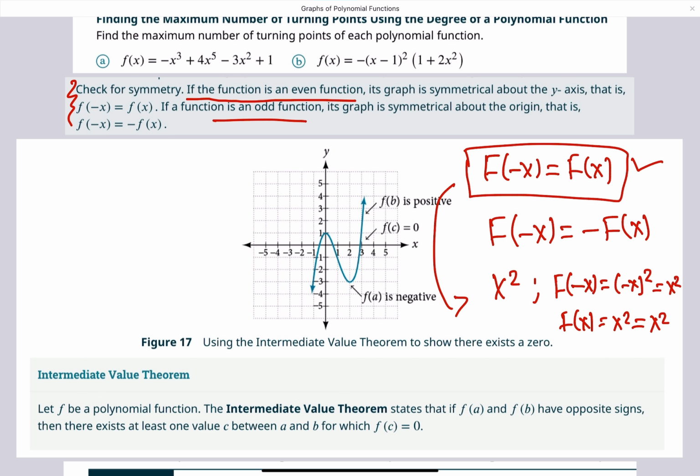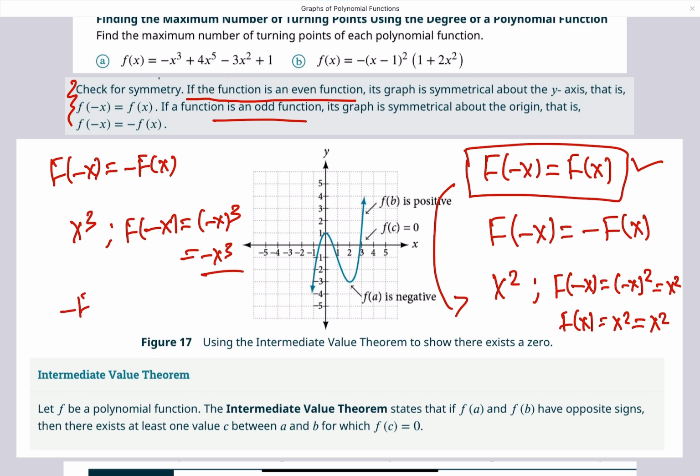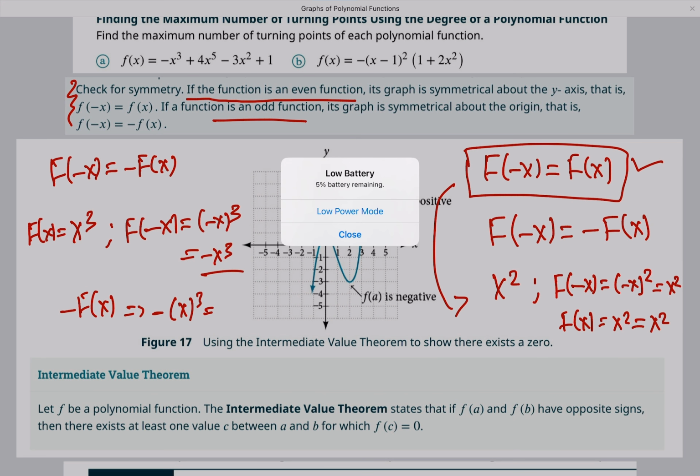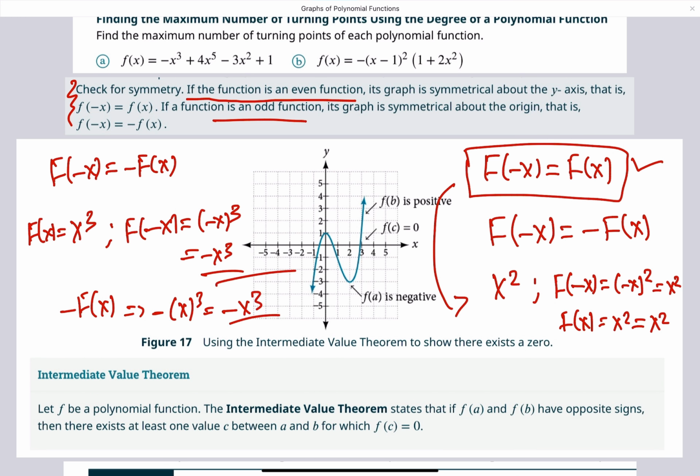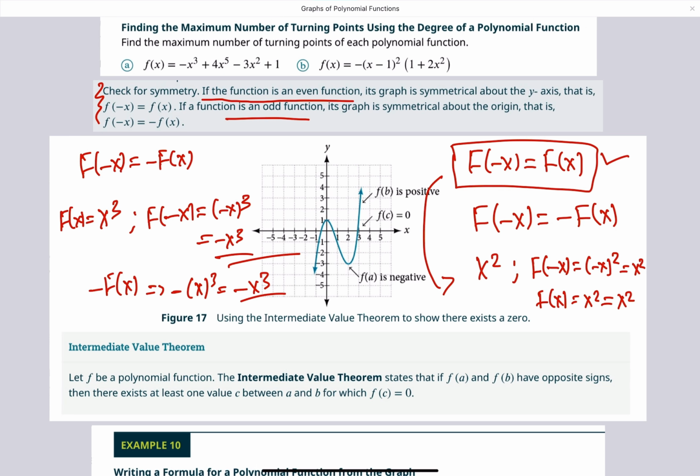Now let me take an odd function, and let's prove f of negative x equals negative f of x. x cubed, right? What is f of negative x? Well, it's simply negative x cubed. What is negative f of x? Well, it's going to be simply negative of x cubed. So it's just negative x cubed, and they are equivalent, which means that is also true.